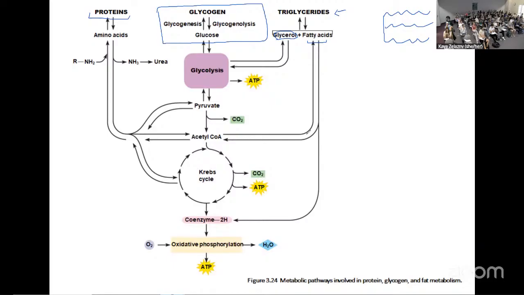So the fatty acids are going to be jumping in around the Krebs cycle and into the electron transport chain. And that process is going to be pretty good at producing energy in particular. Fats are a good way to store energy long term. Okay.